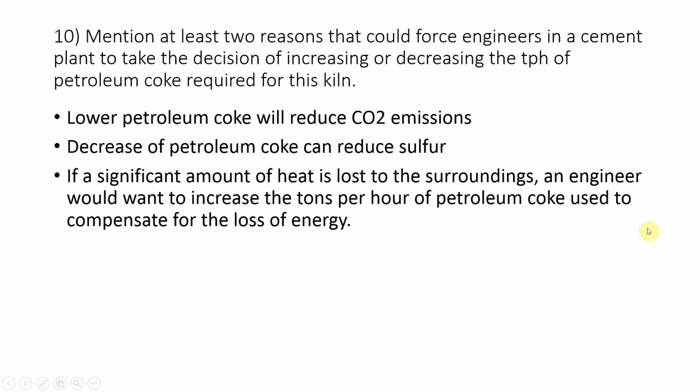And the last question: mention at least 2 reasons that could force engineers in a cement plant to take the decision of increasing or decreasing the TPH of petroleum coke required for this kiln. Many options are available. The main ones I would think about is to lower petroleum coke. This will reduce CO2 emissions, which is also good for the planet. A decrease of petroleum coke can also reduce sulfur, which again is beneficial for us. Not only that, but we need to do that because you cannot have sulfur. Therefore, it will be a way to force engineers to decide to decrease petroleum coke.